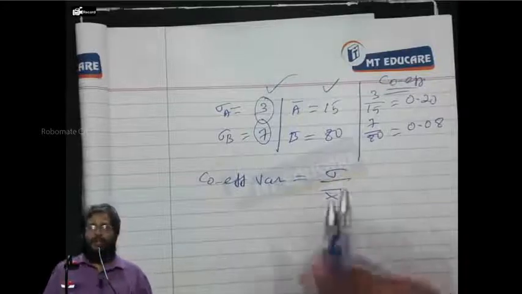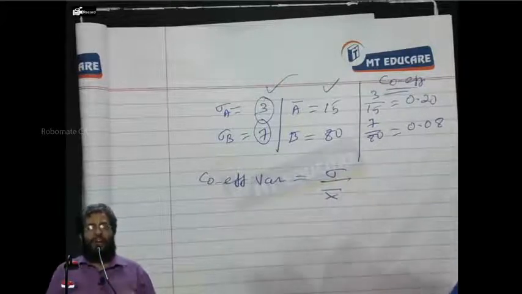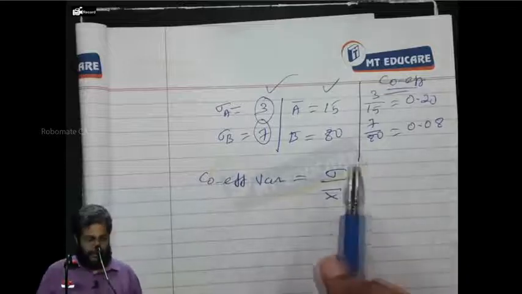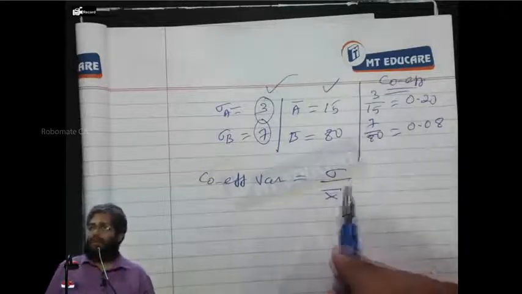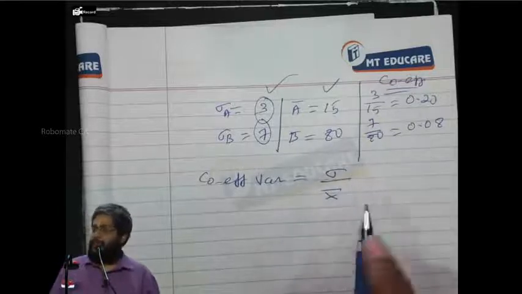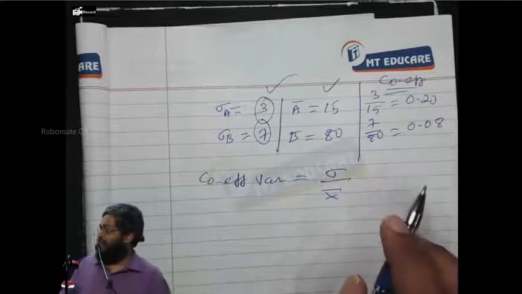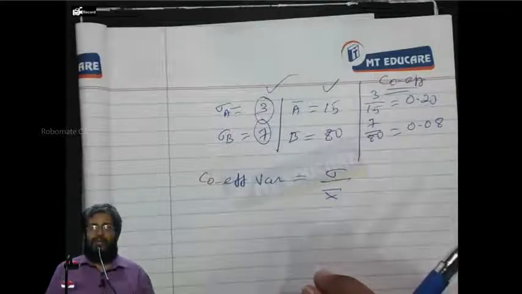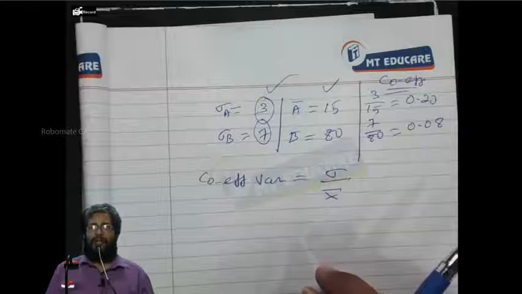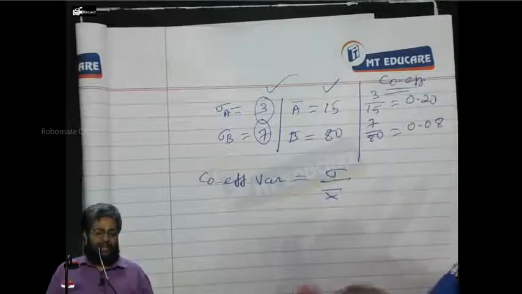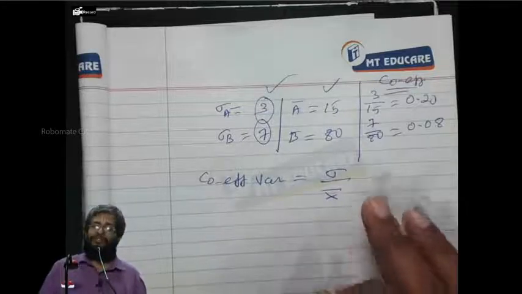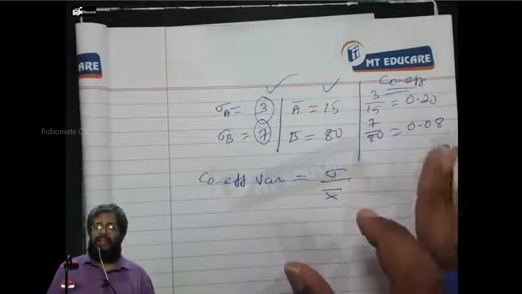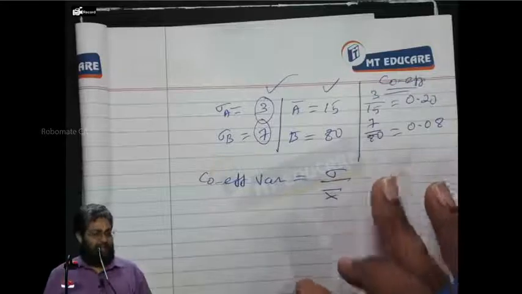Last point. Point number 4. It is not only important how much it deviates, it is also important for how much mean it deviates. Okay.